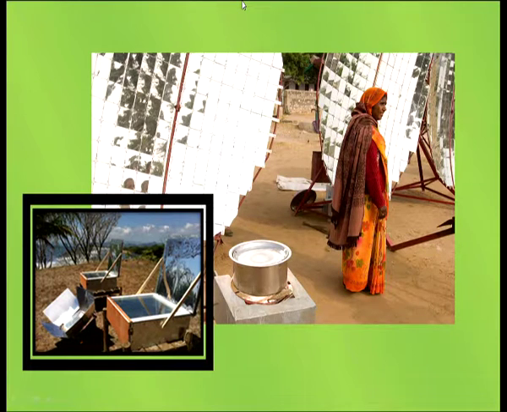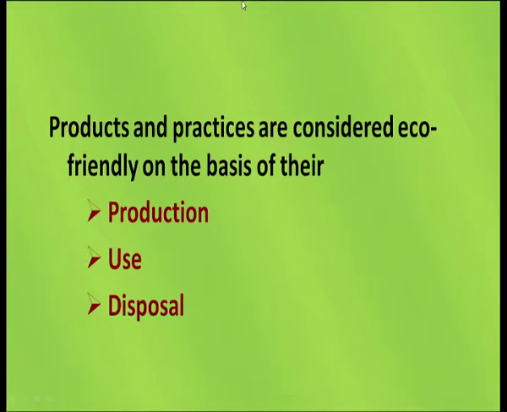So what is eco-friendly? Products and practices which do not degrade the environment are eco-friendly products. Another term used for eco-friendly is bio-friendly. So, here is a picture of a solar cooker which uses a renewable source of energy, that is sunlight, for daily cooking. This is a form of an eco-friendly practice. Products and practices are considered eco-friendly on the basis of their production, use and disposal.